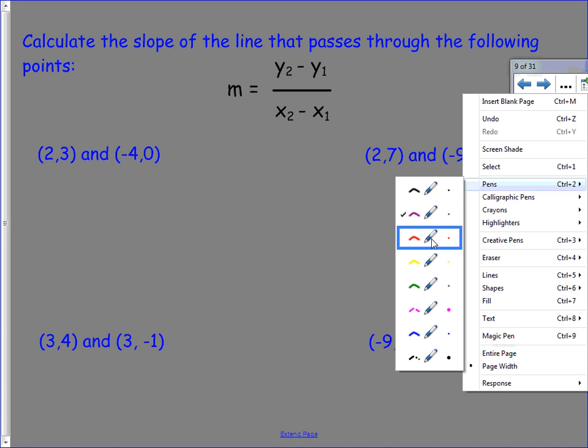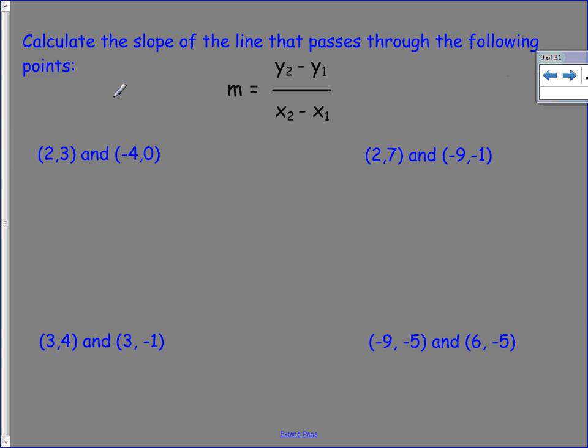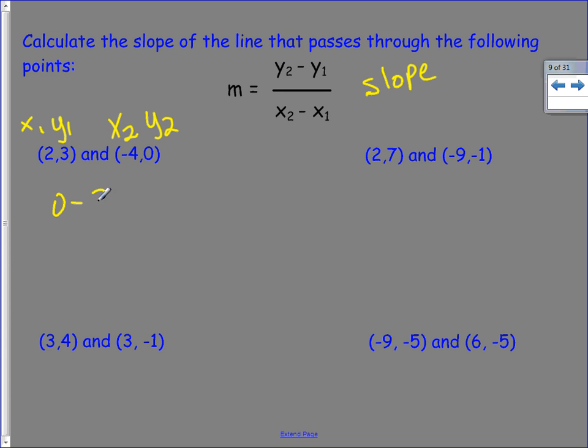All right. Let's look at this one. Calculate the slope of the line that passes through the following points. What type of formula is this? Just a slope formula. Okay. So in your notebooks or on the packet that you guys picked up, I want you to calculate slope for each one of these problems. I'm going to go ahead and get you started. This is x1, this is y1, this is x2, this is y2. 0 minus 3 over negative 4 minus 2.